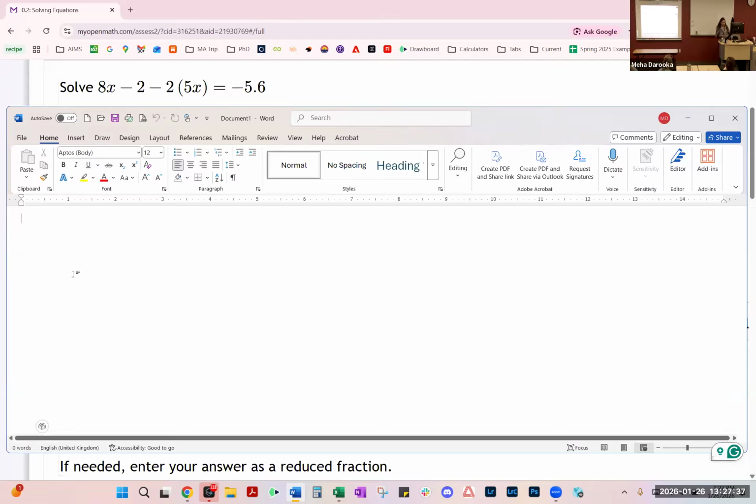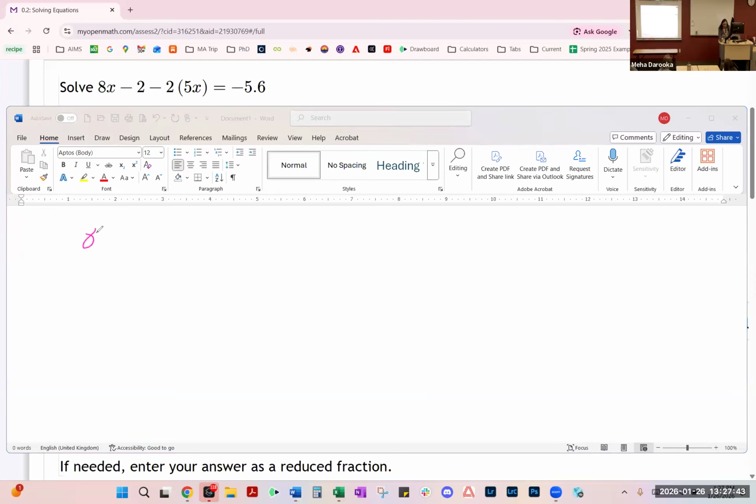All right, so we've got 8x minus 2, and we need to do the parentheses part first. So you want to multiply these two first, right? So 5 times 2 will be 10. You have a negative in front, so it'll stay as negative. So negative 10x equals negative 5.6. Okay, so we started with parentheses first.